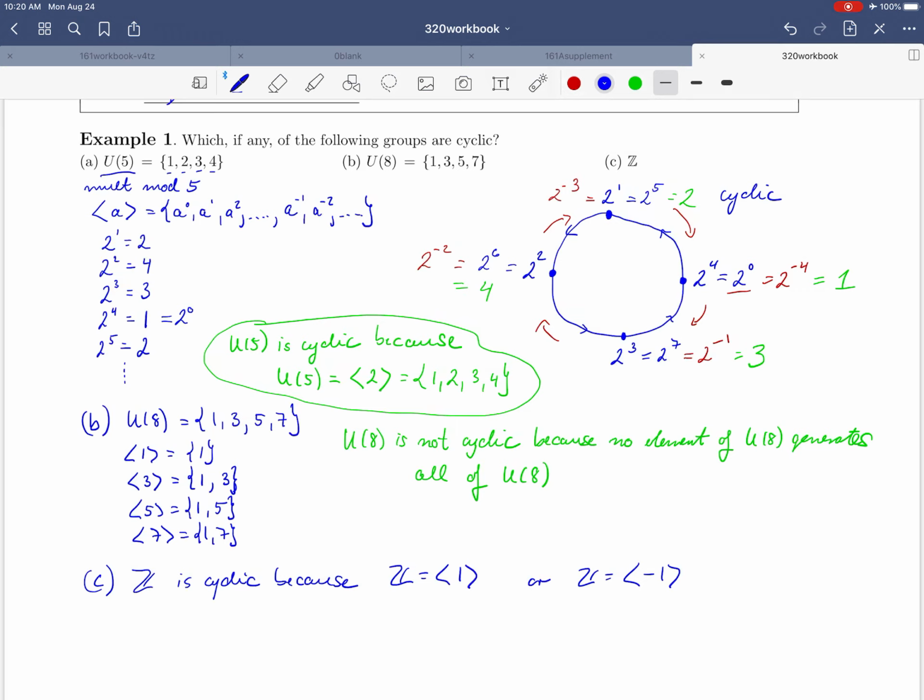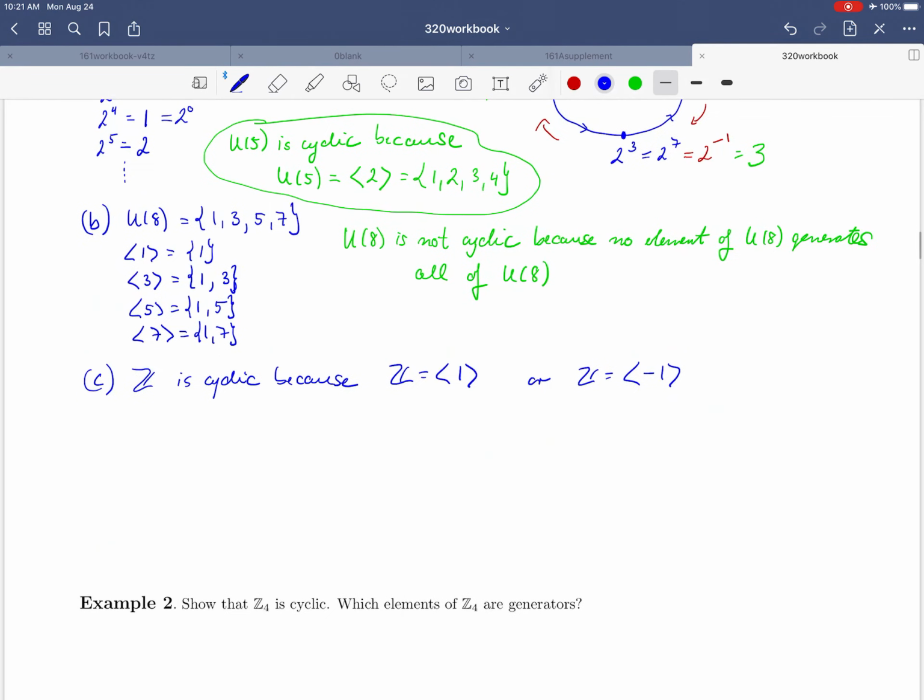So just to summarize, U5 was cyclic, U8 was not cyclic, Z is cyclic. And you should do example 2 and investigate Z4. So Z4 is 0, 1, 2, 3. The operation is addition mod 4. And see if you can figure out what is going on in Z4. Is it cyclic? Well, it says that you are supposed to show that it is cyclic. But you figure out what the generators are.